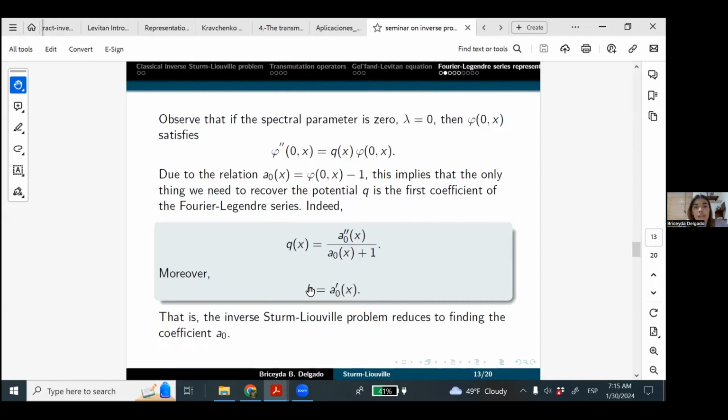And moreover, the boundary condition h will be the first derivative of the first coefficient of the Fourier-Legendre series representation. In summary, the inverse Sturm-Liouville problem reduces to finding the coefficient a_0.